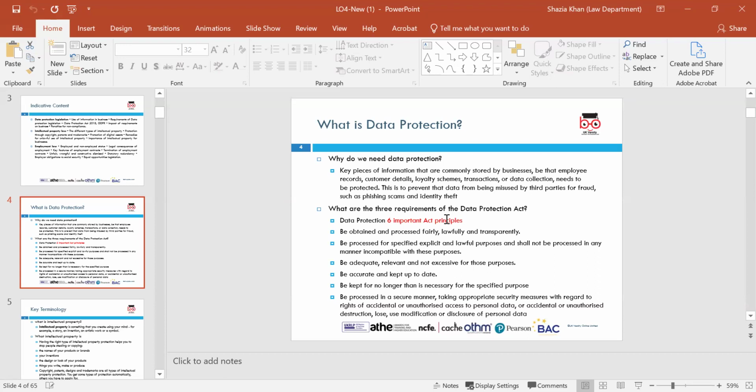The requirements of the Data Protection Act are firstly that data protection has 6 important principles: be obtained and processed fairly, lawfully and transparently, be processed for specified, explicit and lawful purposes, and shall not be processed in any manner incompatible with these purposes, be adequate, be accurate and kept up to date, be kept for no longer than necessary for the specified period, and be processed in a secure manner, taking appropriate security measures. So these are some elements quickly that we've gone through, and then we're going to go through a little bit more later.